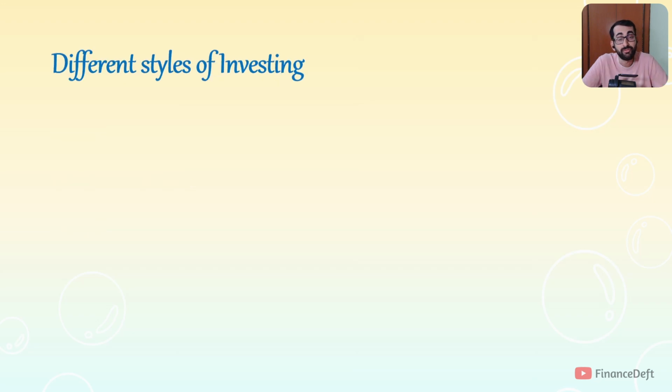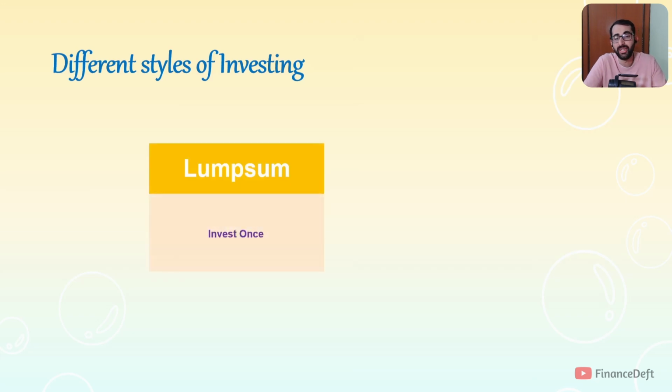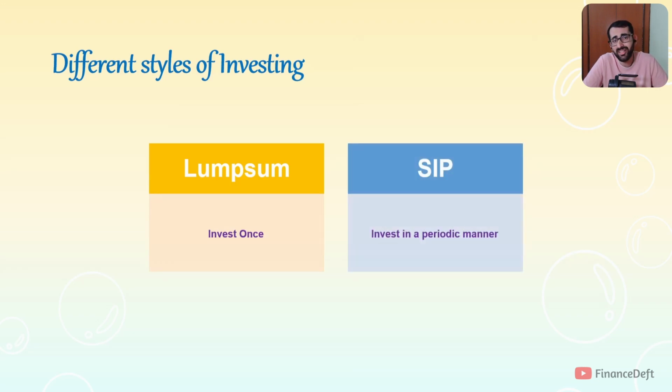Now that we have seen different ways of investing, let us see different styles of investing. First is lump sum. That is, you buy shares of a company and you hold them for the long term. Next is SIP or systematic investment plan. SIP is nothing but a style of investing in a periodic manner. Let us say you want to invest 1000 rupees every month in a stock or a mutual fund. The period can be anything: every month, every week, every day, once in a year, once in a quarter, whatever is preferable for you.